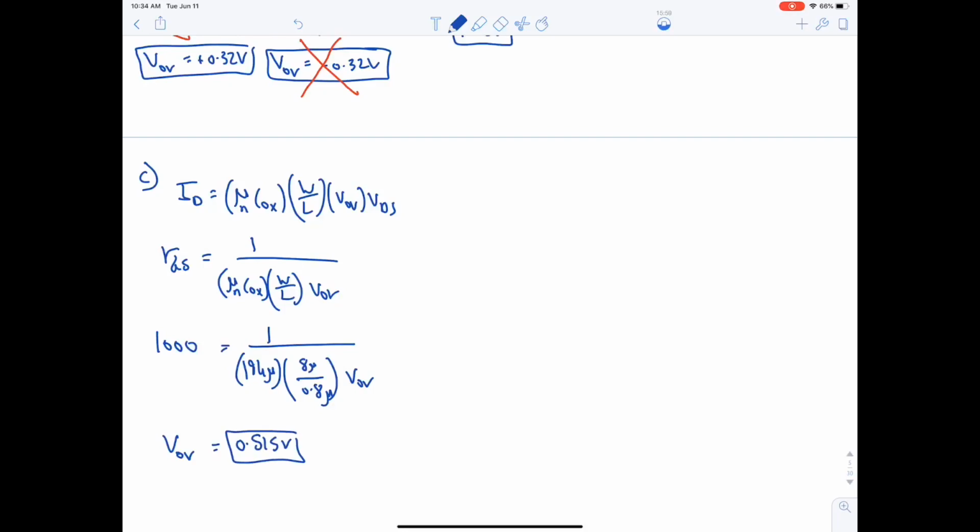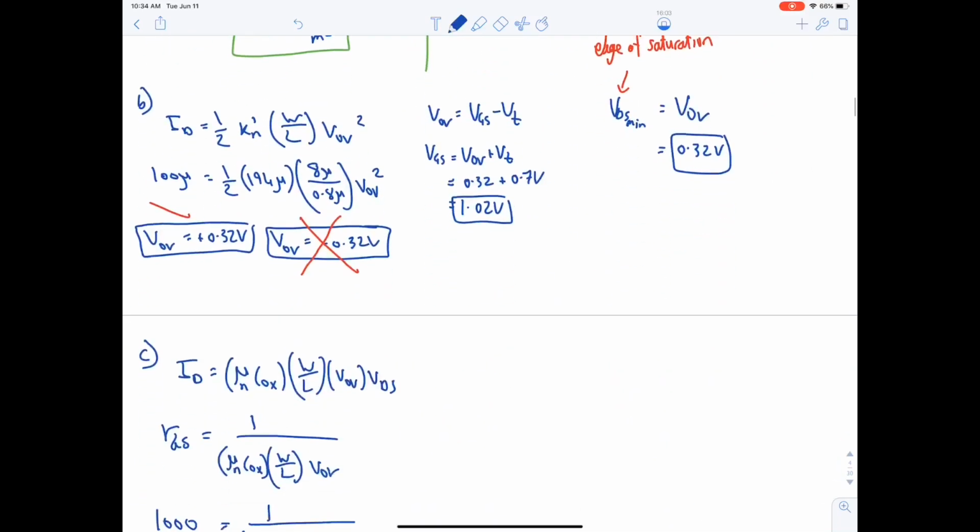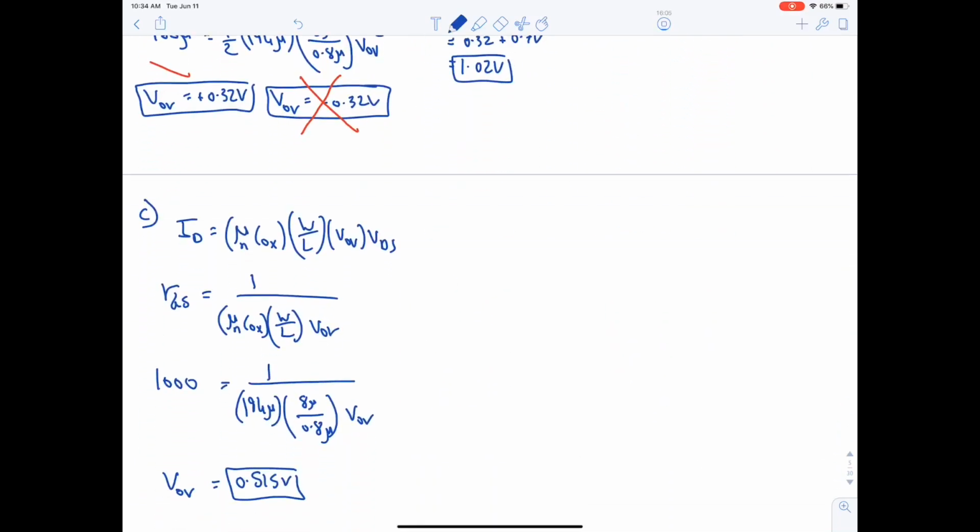After finding VOV, we need to find VGS. VGS is found from the equation of VOV. So VOV is equal to VGS minus VT. So VGS is equal to VOV plus VT, 0.515 plus 1.22 volt. Okay. Next question.